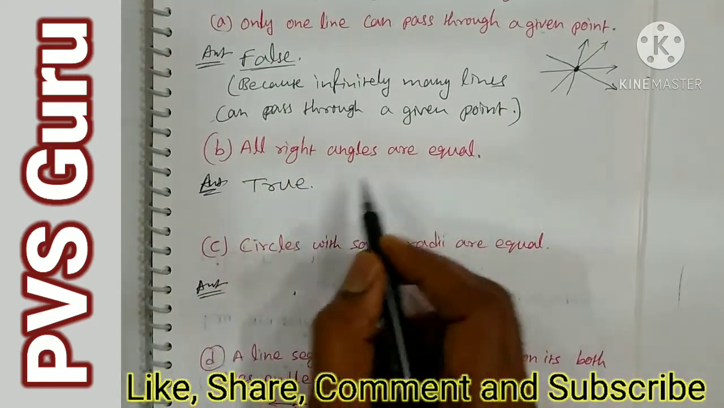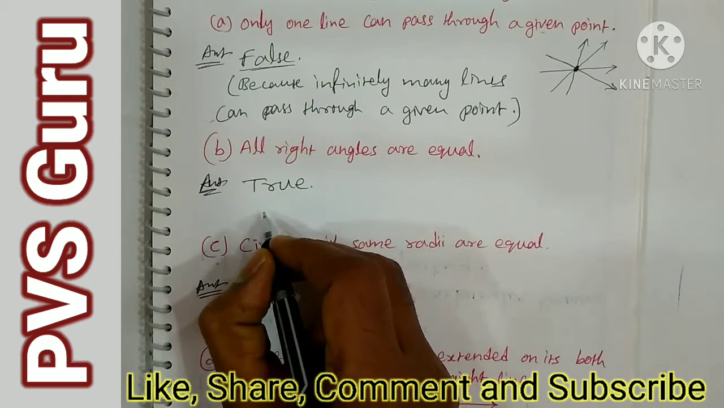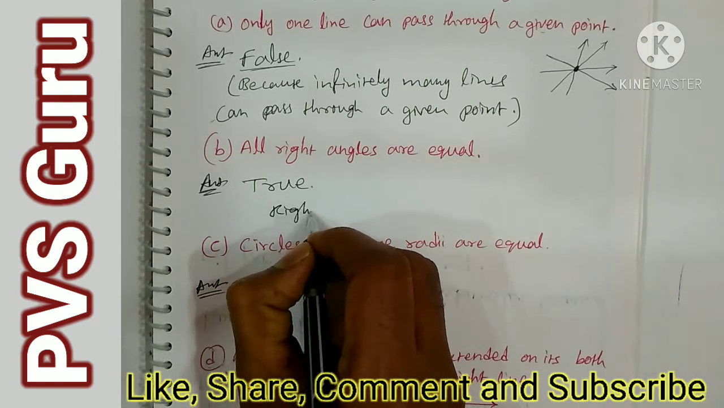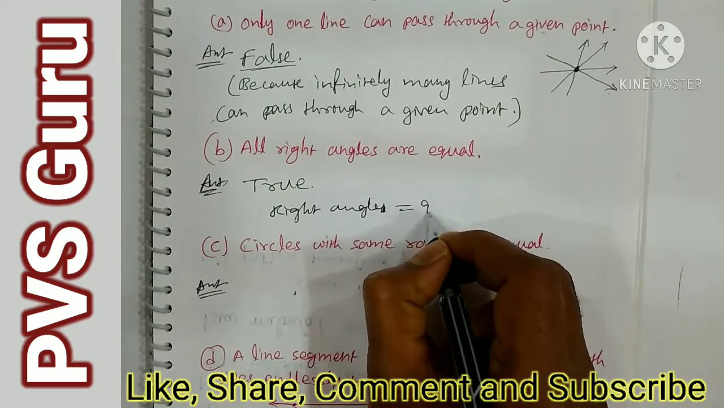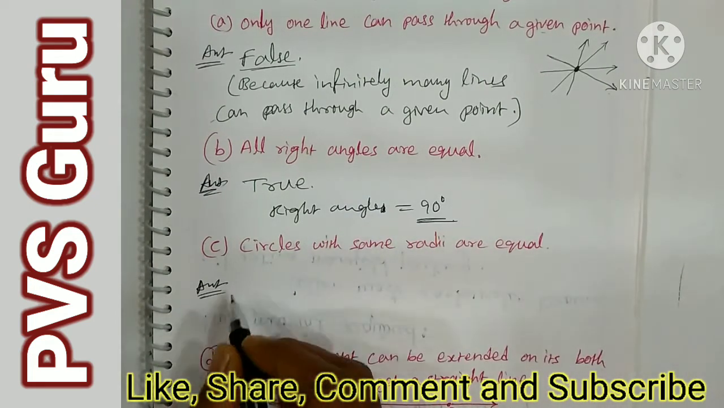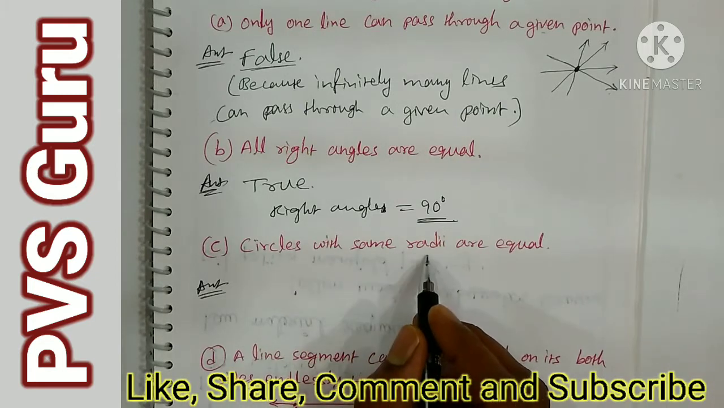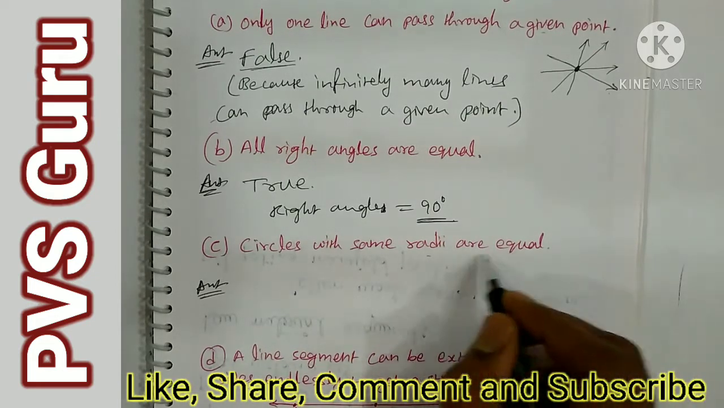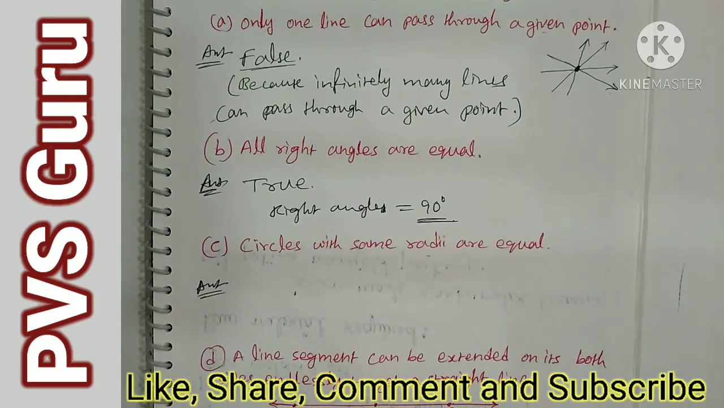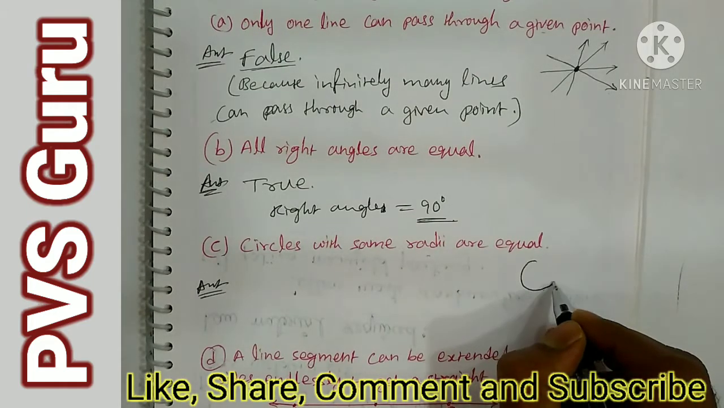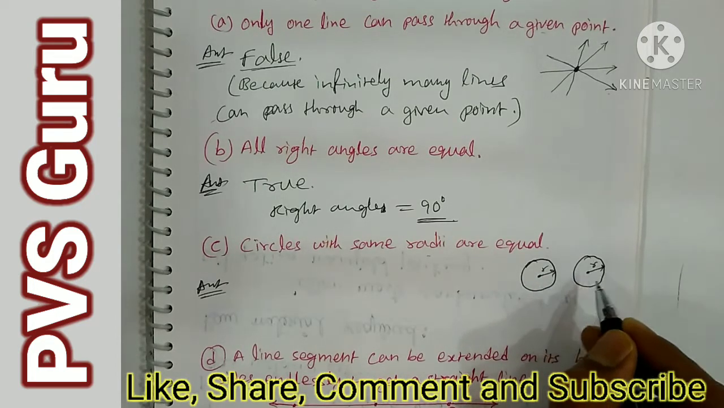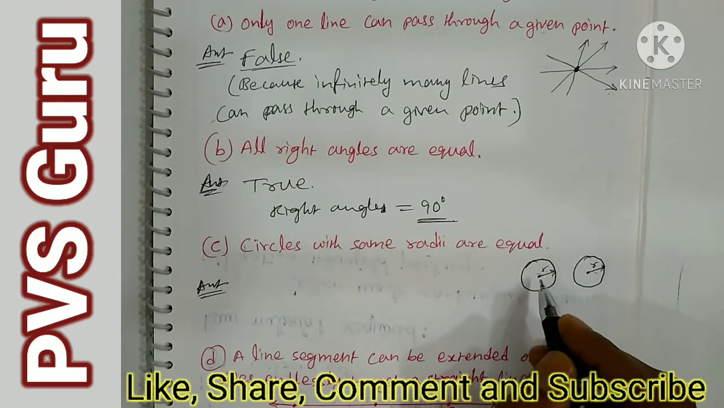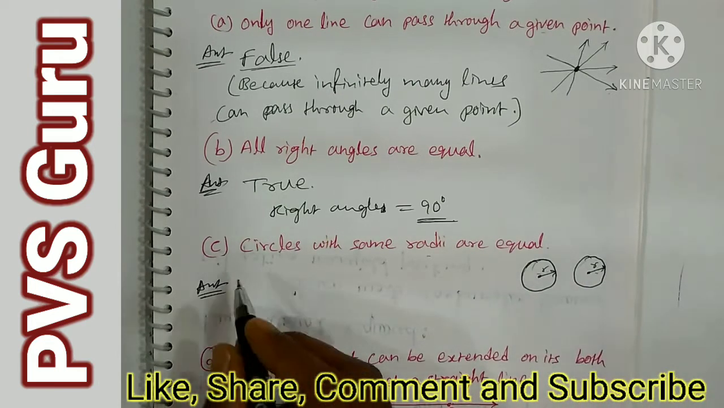Here the reason is, a right angle is equal to 90 degrees. Third bit, circles with the same radii are equal. Here you see, this is one circle with radius r, and this is also one circle with radius r. These two circles have the same radius, which means the two circles are equal, so it is true.